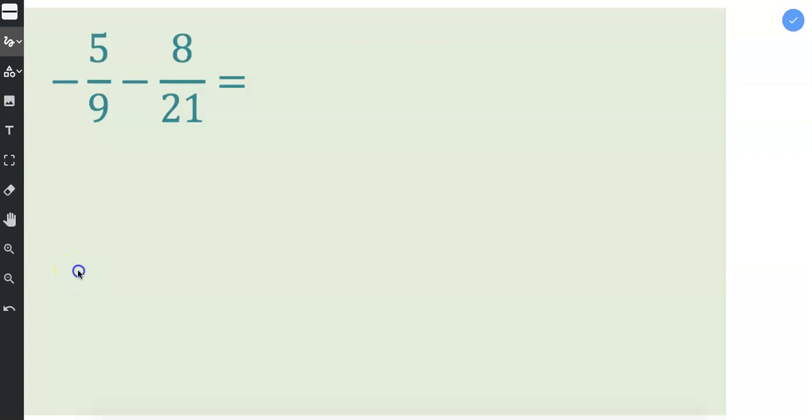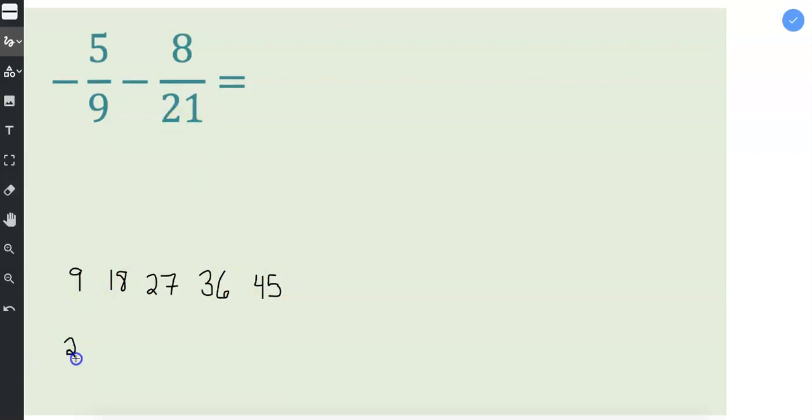So I'll start with 9. I'm going to write 9. 9 times 2 is 18. 9 times 3 is 27. 9 times 4 is 36. And 9 times 5 is 45. I'm going to stop there. I usually write down about 5 multiples, and then I start on the next number, 21.